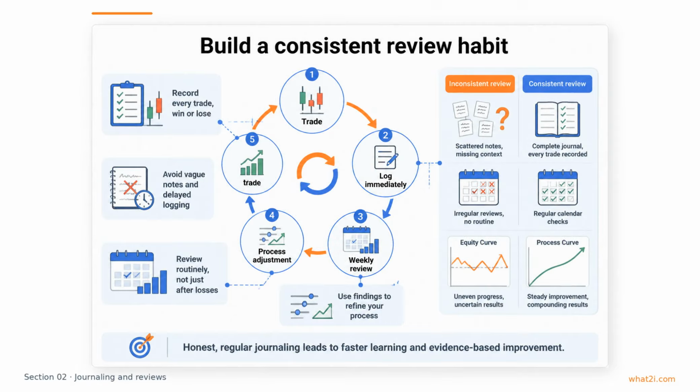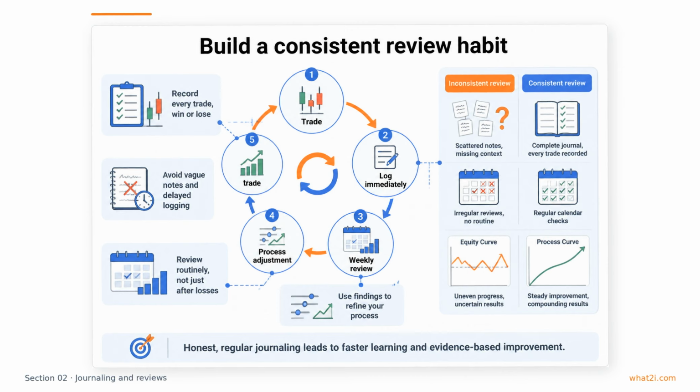A journal only helps if it becomes a consistent habit. That means recording every trade, whether it was a win, a loss, or a rule break you would rather forget. It also means avoiding vague notes and not waiting until the emotional charge has faded too much. Reviews should happen routinely, not only after a bad streak, because strong periods also contain lessons. Over time, this habit creates an honest feedback loop between what you planned, what you did, and what needs improvement. The goal is not perfect trading, but steadily better decisions supported by evidence.